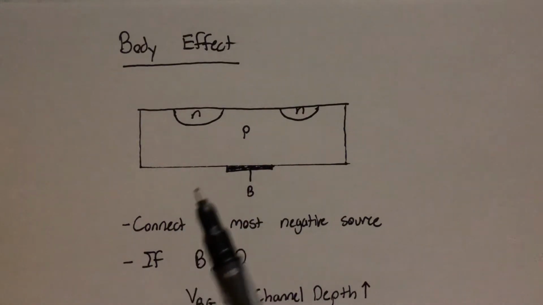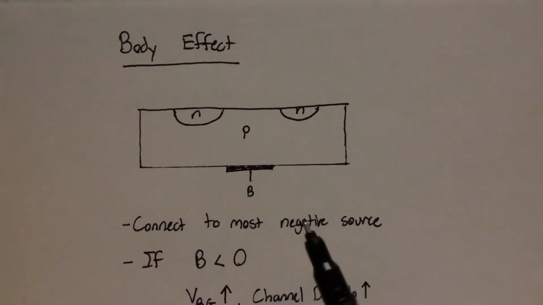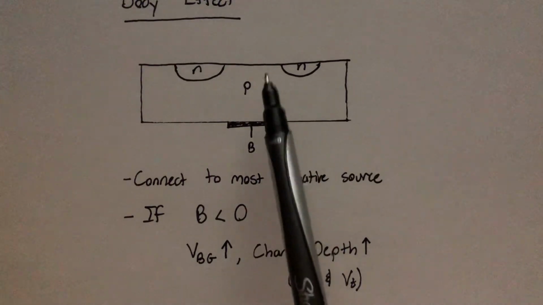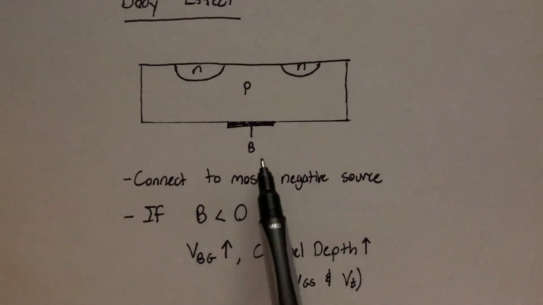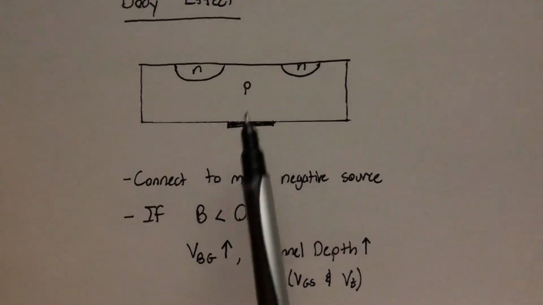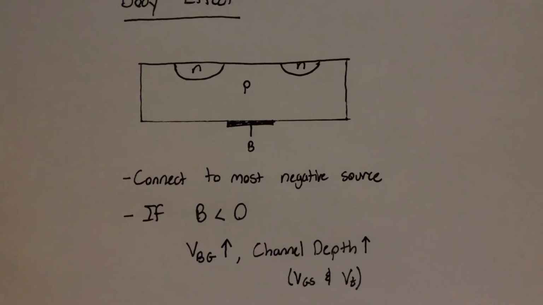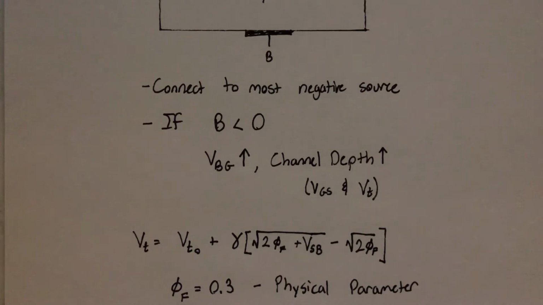However, when you put millions of these on a chip, we find that it's better to connect them to the most negative source. What that essentially does is make the voltage at B less than 0. Relating that to the gate voltage, we'll find that it increases overall because this reference point gets lower, so the voltage drop between the two gets higher. That increases the channel depth as well, which changes around our VGS and our VT. We have to account for this by solving for that new threshold voltage before we solve for anything else.